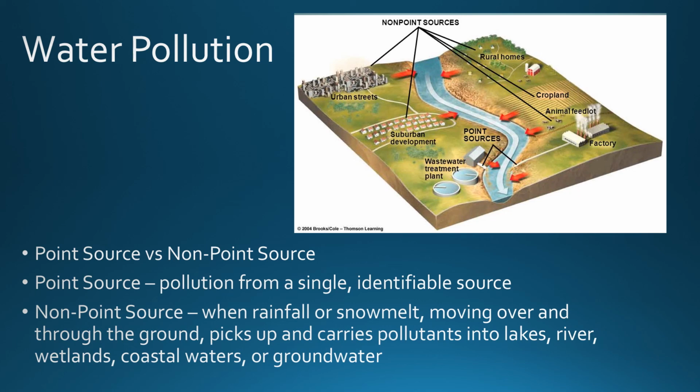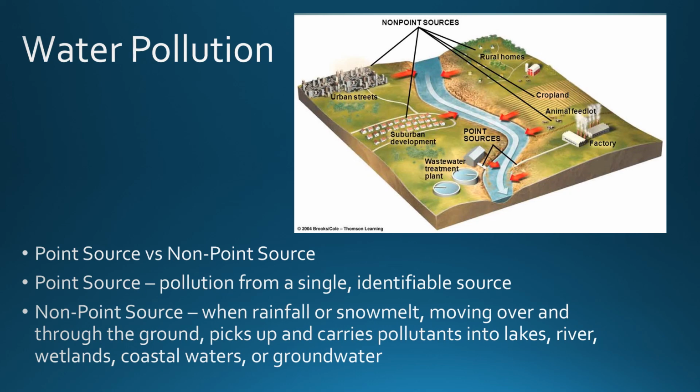Point source pollution, as it sounds, comes from a single identifiable source, like in this graphic, like the wastewater treatment plants with the outflow point, a factory, things like that. And then there's also non-point source pollution, which I think is more common, and we talk about a lot more because it's so much harder to regulate and control.